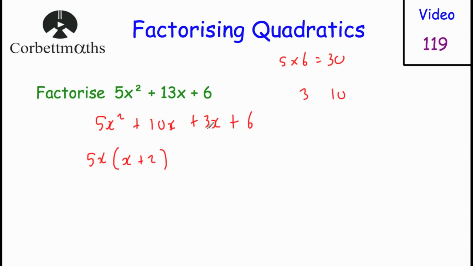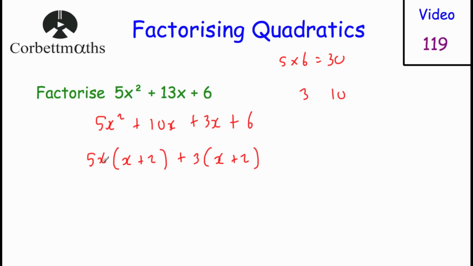Well, we can divide both of these by 3. So we'll write plus 3 and then open up our brackets. And dividing both of them by 3 will also give us x plus 2. And that's great because we've got the same bracket, this x plus 2, twice. We've got 5x lots of x plus 2, and we've got 3 lots of x plus 2.